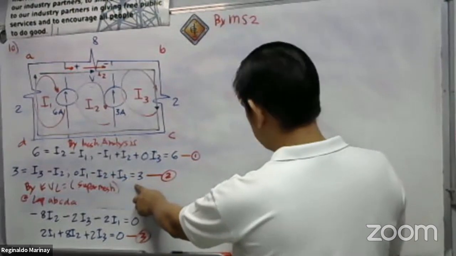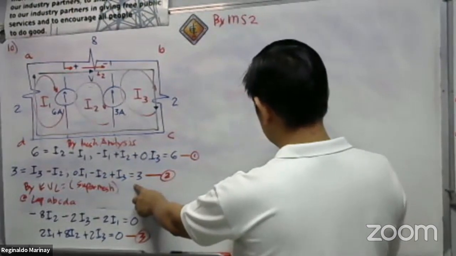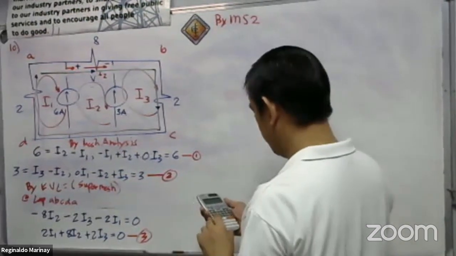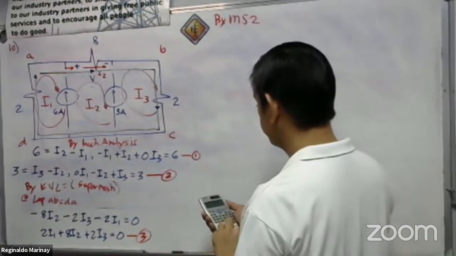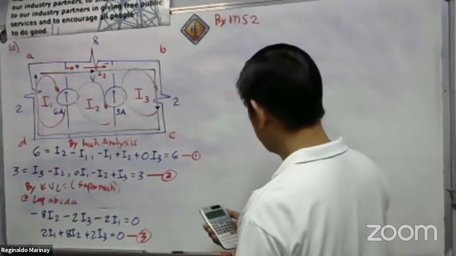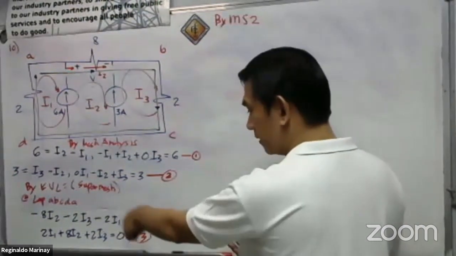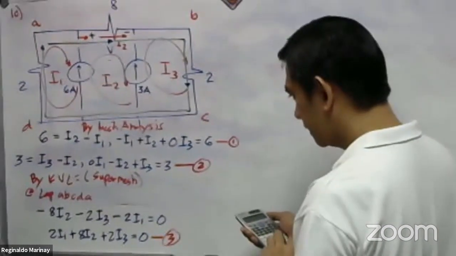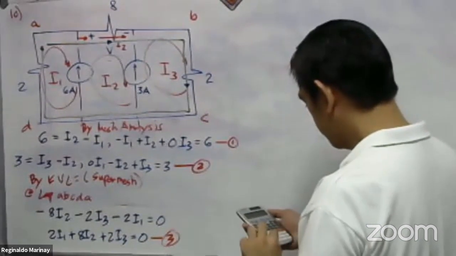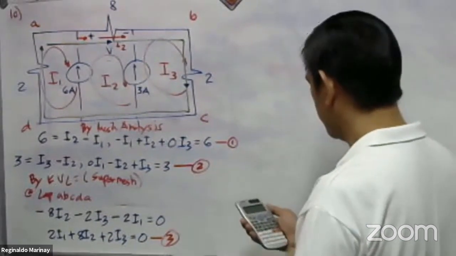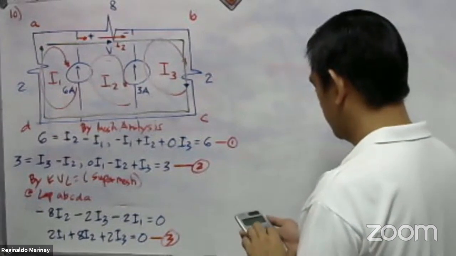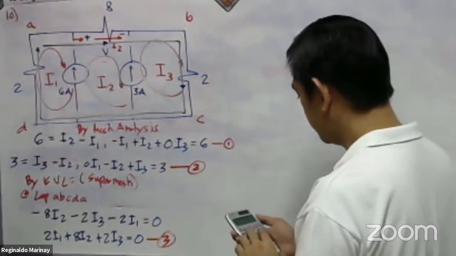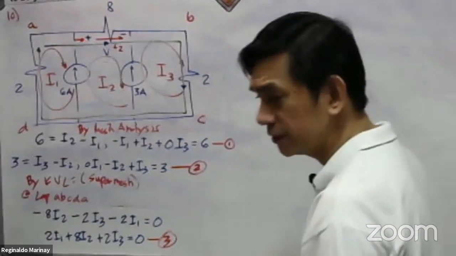Then we have 3 equals. Then equation number 3: 2 equals, 8 equals, 2 equals, 0 equals. Then press now equals. The answer is 11/2, which is negative 5.5. That is our answer.